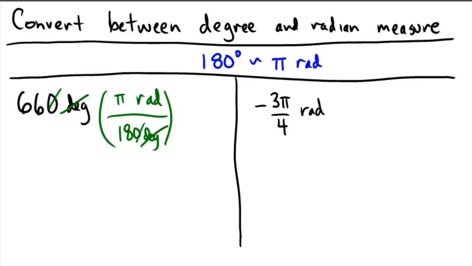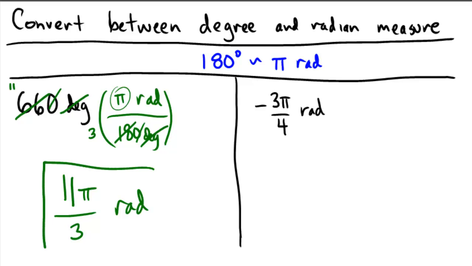66 and 18 both have a common factor of 6, so if I divide 66 by 6 I get 11, and if I divide 18 by 6 I get 3. So what ends up being left over is the number 11, the pi, the denominator of 3, and our units of radians. So 660 degrees is equivalent to 11 pi over 3 radians.